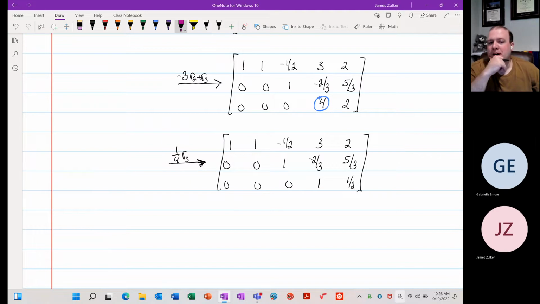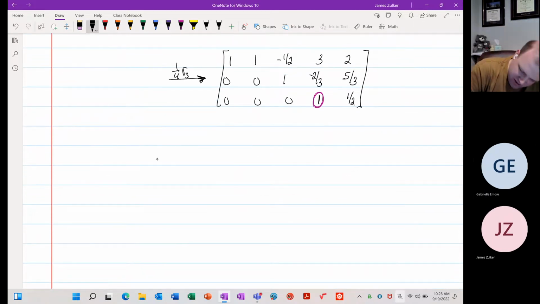So let's start from the bottom. There's the leading one. Zero out the entries above it. That would be 2/3 row 3 plus row 2, and then -3 row 3 plus row 1.